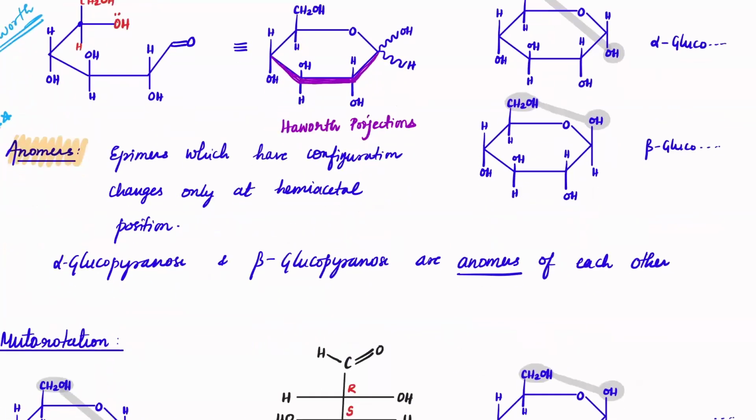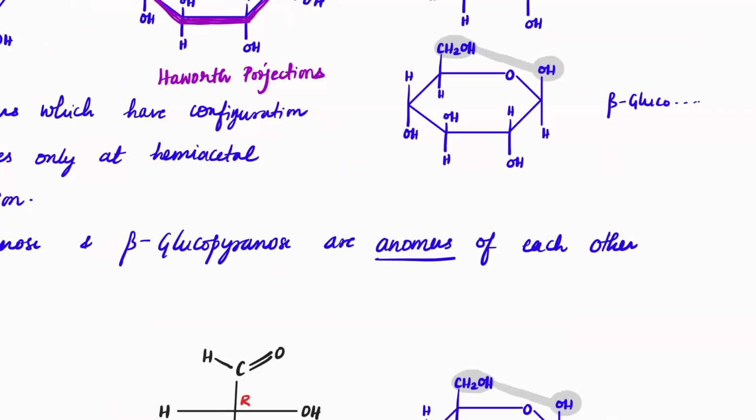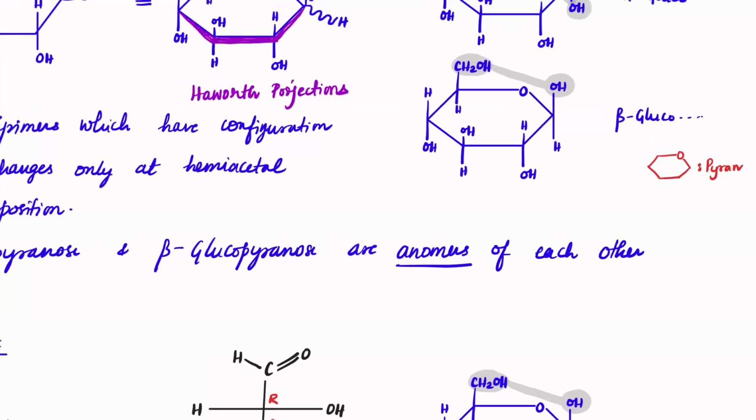Now, what does pyranose mean? See, basically, if you notice, the structure of glucose is replicating a six-membered ring like this. This six-membered ring's common name is pyran. So that is the reason why we call it pyranose. This is forming a pyran structure and it's a sugar. So it is glucose making a pyranose, glucopyranose.